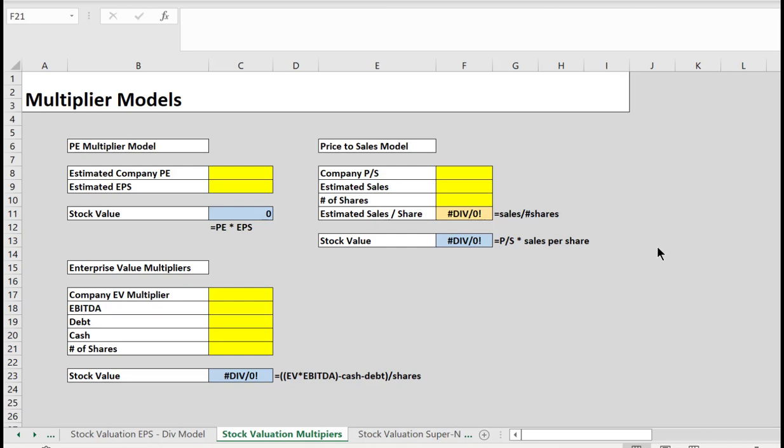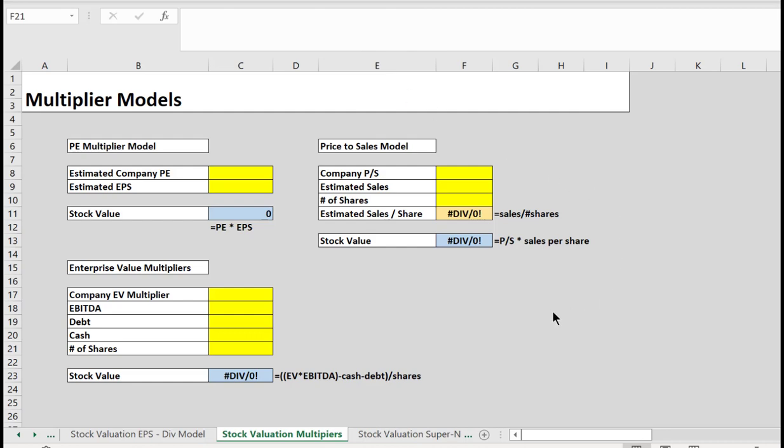In this video, we're going to talk about what are referred to as multiplier models. Sometimes they refer to them as comparables. But there are three basic models. There are actually many more models you could use, but these are three fairly popular models that try to relate some aspect of operations to price. How can we do that?